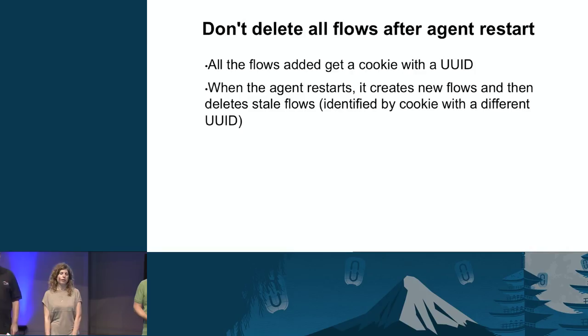And the last one, it's not only a performance improvement, it's also a kind of correctness improvement. Like before Liberty, the OVS agent was deleting all the flows at start. So if you had a connection, basically the connection dropped. What was done in Liberty is that when the agent adds a flow, it uses a cookie. So the flow is associated with a cookie that is basically a UUID created when the agent starts.